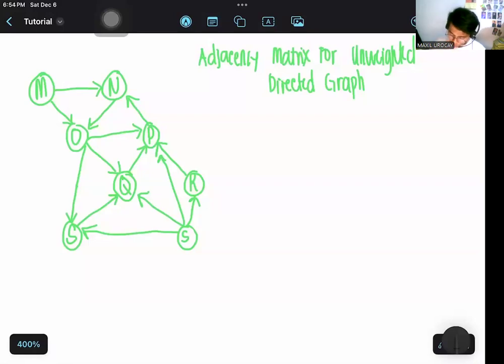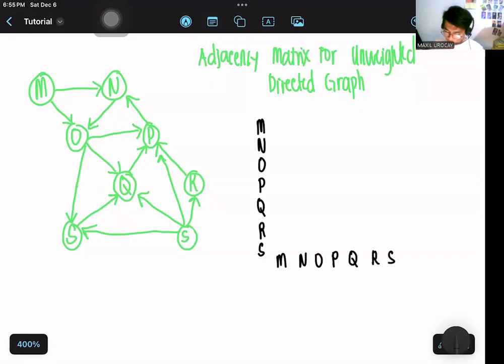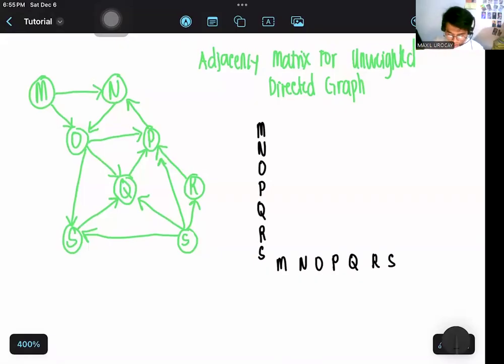The same representation applies, where you work with the rows and columns. Since we have M, N, O, P, Q, R, S, and then M, N, O, P, Q, R, and S. How can we work on this one? You have to check if there is adjacency. For getting the adjacency, for example, this is your I and this is your J. We will mark it as one if I is adjacent to J.